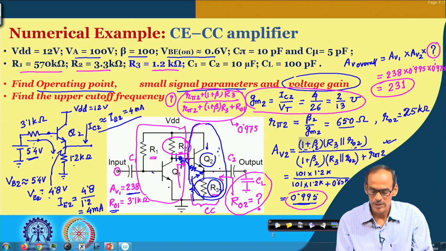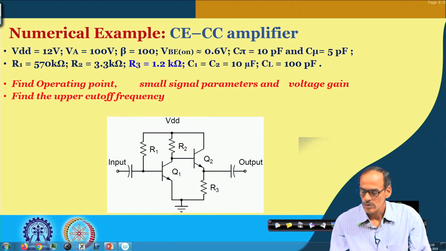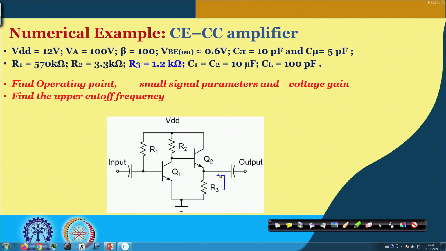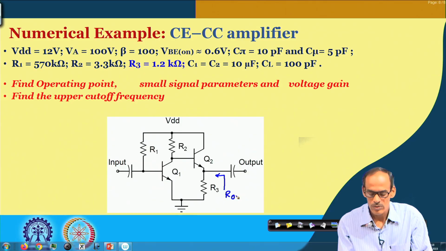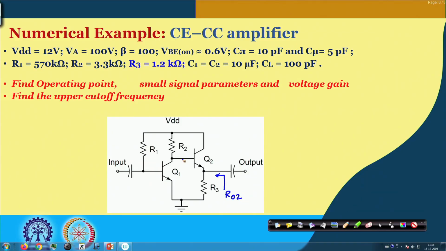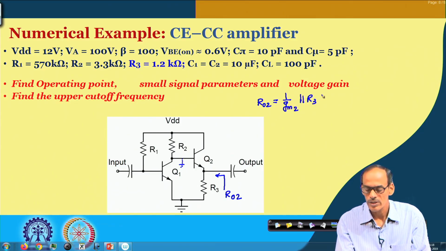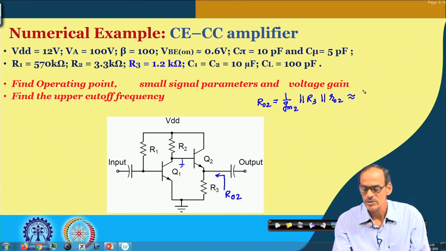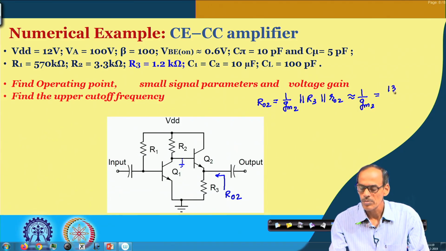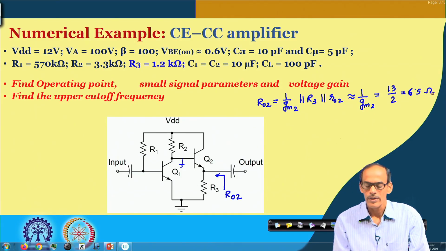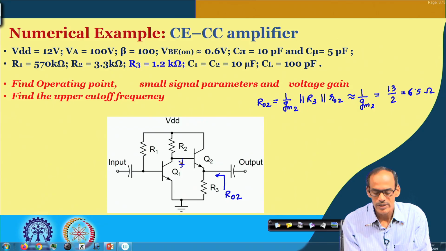Okay. So, I will be using the same slide. So, let me clear the clumsy equations we have created. Yeah. So, let us consider the output resistance here. If I call this RO2, ideally if this node is AC ground, then RO2 should be equal to 1 by GM2 in parallel with R3 in parallel with RO2. So, that we may approximate by 1 by GM2, and that is 13 by 2, that is 6.5 ohm.